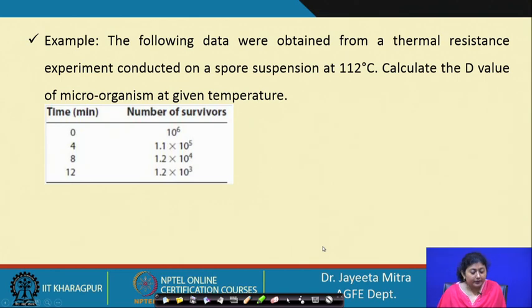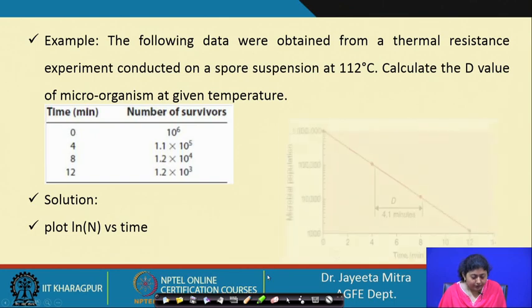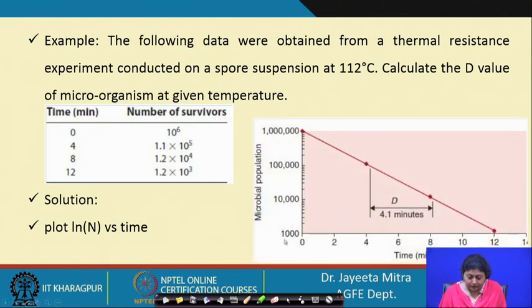What we can do is plot the number of survivors in log scale on the y axis, and on the x axis plot the time, and simply measure the time required to reduce the number of microorganisms by one log cycle. So, what we can do is first plot the log of N, the microbial population, with respect to time, and we can measure the D value. Here we are getting 4.1 minutes.